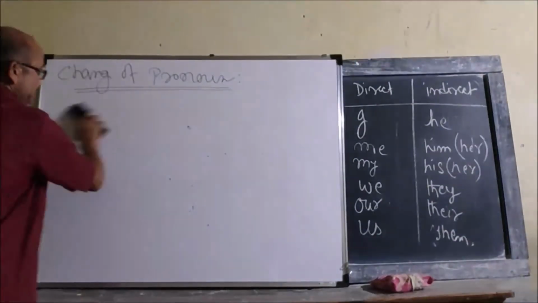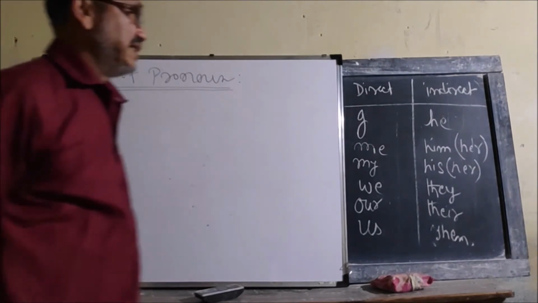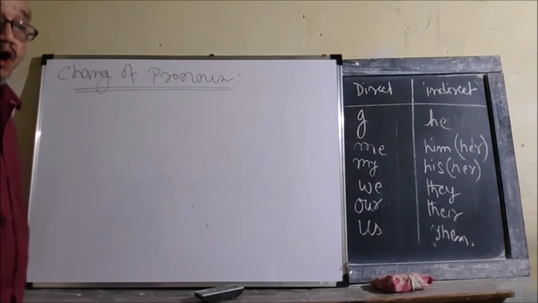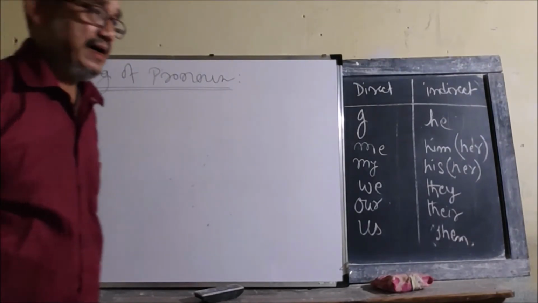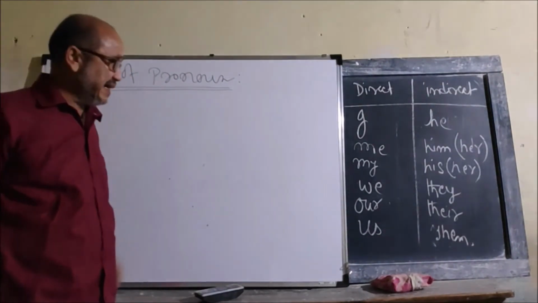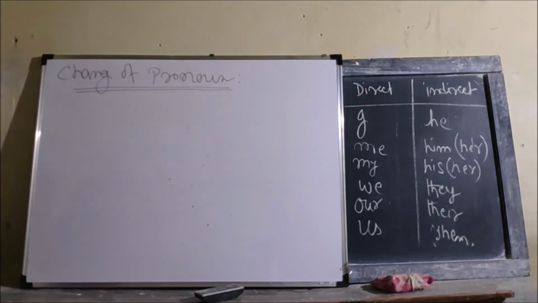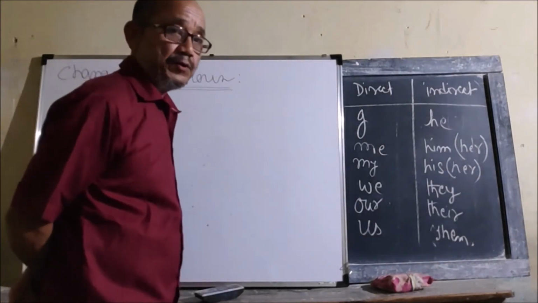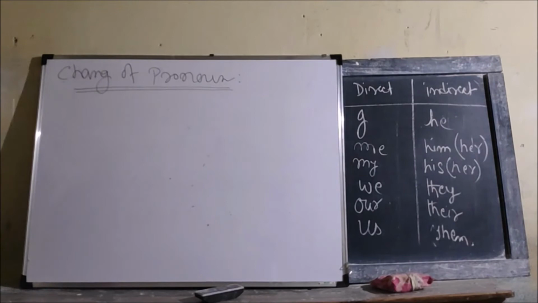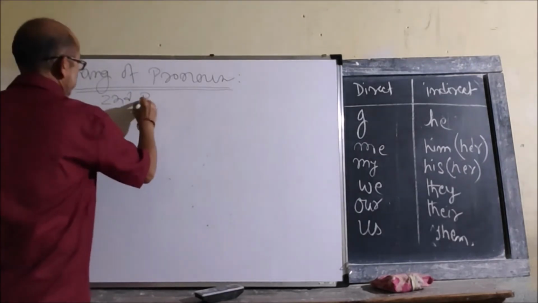Now, if the pronoun of the reporting speech is second person, then it would refer to the object of the reporting verb. The second person pronoun of the reporting speech always refers to the object of the reporting verb. Example: it is for the second person pronoun.